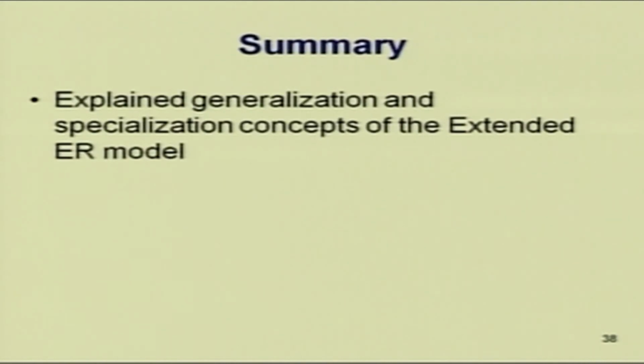So, basically in this we have explained what is meant by generalization and specialization concepts of the extended ER model. Now, if you look at this, what we are trying to do is place certain constraints on entity participation. So, basically entity participation is either total or partial or disjoint or overlapping. We also had something called union. The union is the opposite of that. Instead of going from generalization to specialization, we are going to generalization.